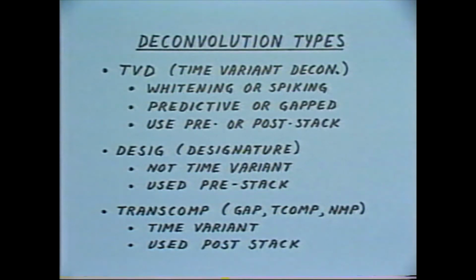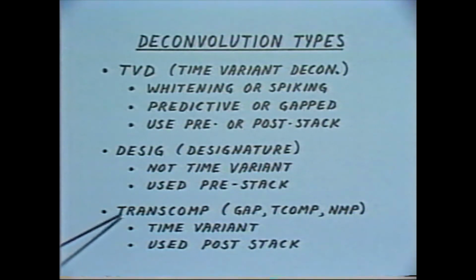Later deconvolution types, which are more commonly used now by GSI, are a process called designature, which is used before stack, and a process which really comprises three types of deconvolution. This is transcomp, transmission compensation deconvolution, which consists of types called gap, tcomp, and NMP. Now, designature is not a time-variant deconvolution. It just tries to determine the average wavelet shape on the record and shorten that somewhat before stack.